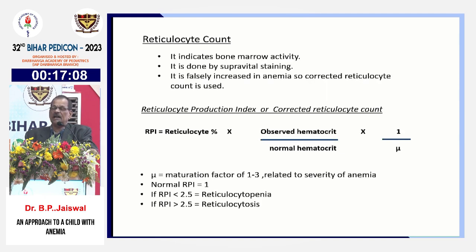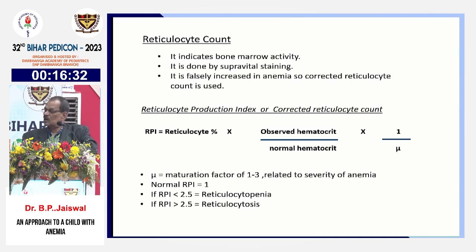Now reticulocyte count, let me tell you that reticulocyte count indicates bone marrow activity and it is done by supravital staining. It is falsely increased in anemia. Reticulocyte count will be increased in anemia. तो तब तो आप कहिएगा कि इसको reticulocytosis है. No, you will have to have a corrected reticulocyte count. Another term for this corrected reticulocyte count is reticulocyte production index.